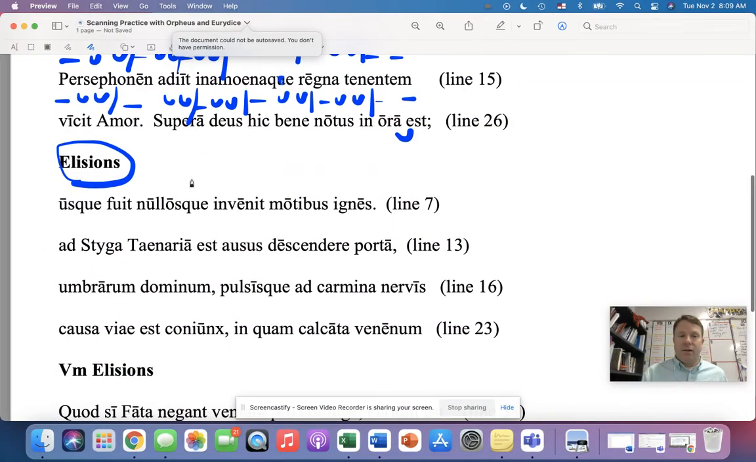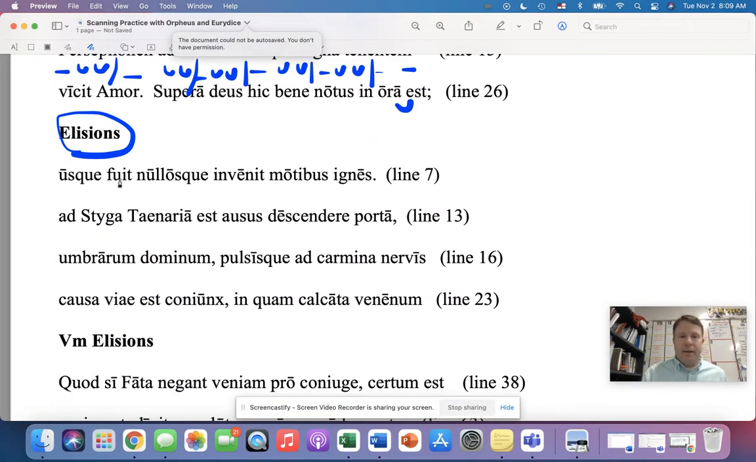So let's look at our elisions here, all right? Now remember, we are looking for where one word ends with a vowel and the next word begins with a vowel. So I want you to see if you can find the elision. There's only one of them. Find the elision in this line. And it is right here. It ends with E. It begins with an I. So guess what? We are going to actually ignore that E. And what we have here is nullos quin. So notice that E just kind of immediately goes away.